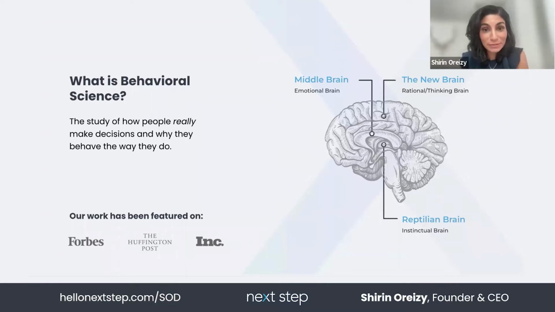So today I'm going to give you an introduction to behavioral science. Simply put, behavioral science is the study of how people really make decisions. If you notice, I just emphasized the word really because there's another field of study called economics that everyone's familiar with that also looks at human decision making.